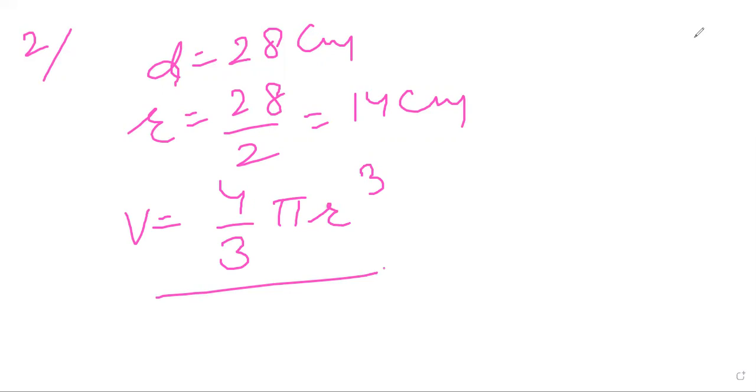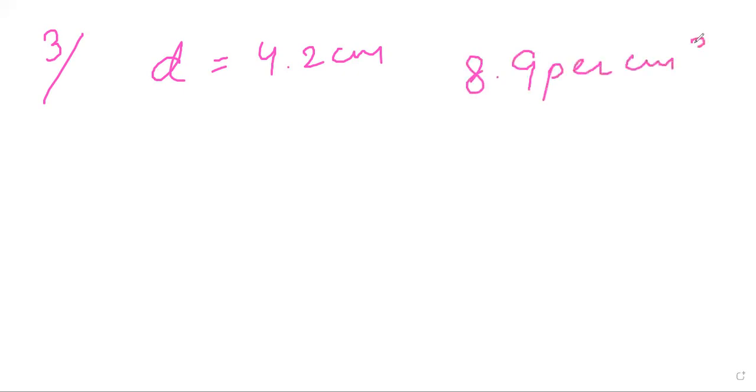Now the third question: the diameter of a metallic ball is 4.2 centimeter. What is the mass of the ball if the density of the metal is 8.9 gram per centimeter cube? Here you have to find out the mass of the ball where the density is given, 8.9 ग्राम, that is 1 सेंटीमीटर क्यूब का वेट है 8.9 ग्राम, और आपको टोटल वॉल्यूम फाइंड आउट करके उसका वेट निकालना है, टोटल मास फाइंड आउट करना है बॉल का.